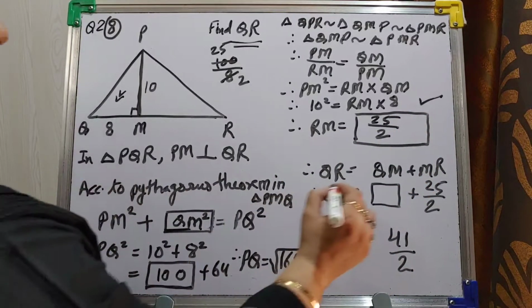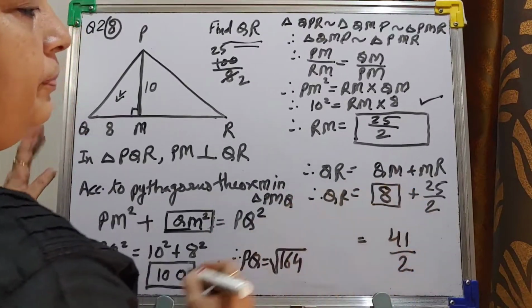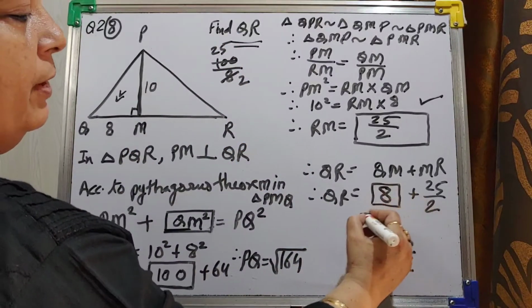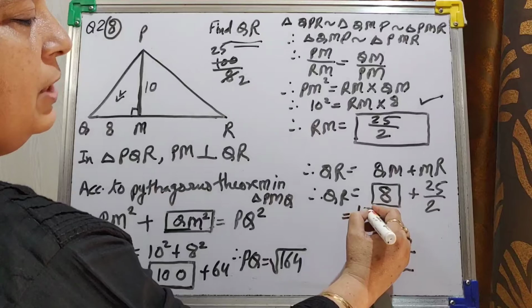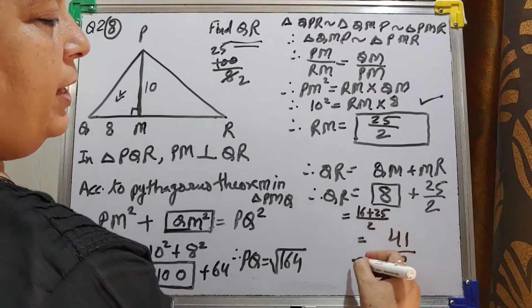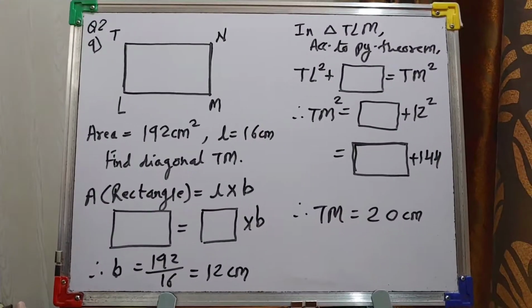Okay. Now, QM is 8. So when you cross multiply, it will be 8 2s are 16, 16 plus 25 by 2, so that will be 41 by 2. Students, let's solve the 9th sum.